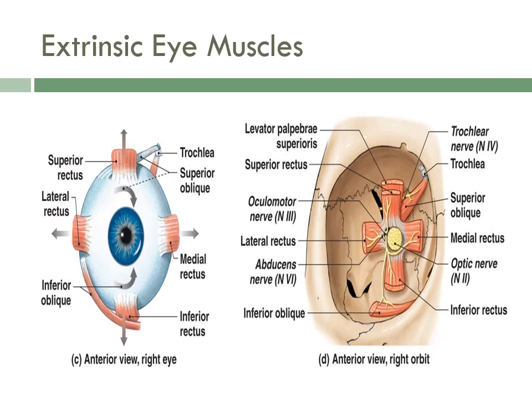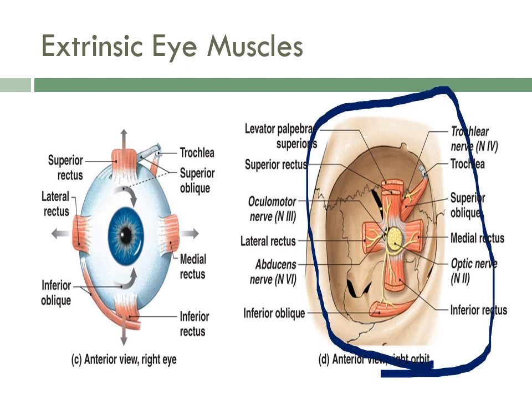So here's just another picture of how those muscles attach into the eye. And then on this side over here, you're looking at the eye has been removed. This is the optic nerve in the back. And then you've got your rectus muscles. So here's your lateral, your medial, your inferior, and your superior rectus. And then over here is your superior oblique. And then down there is your inferior oblique. So you can see how those muscles are actually situated within the eye socket.